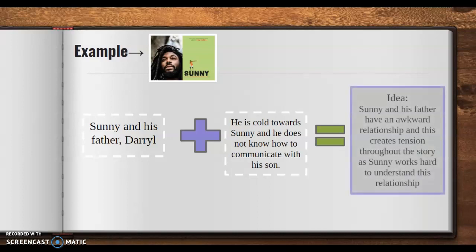So forming an idea, Sunny and his father have an awkward relationship, and this creates tension throughout the story as Sunny works hard to understand this relationship. It ultimately changes him, but first challenges him throughout the story. He constantly goes back to it, and really noticing these two things is actually a driving force that creates an overall theme in the story. So while you're reading, really honing in on those character relationships is very important because they do support the message and the theme that the author is trying to tell you.